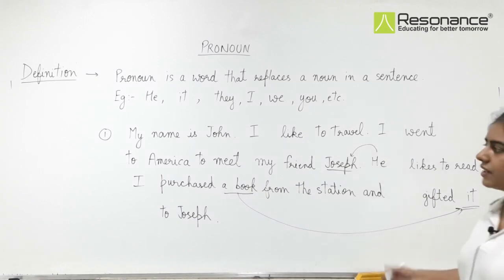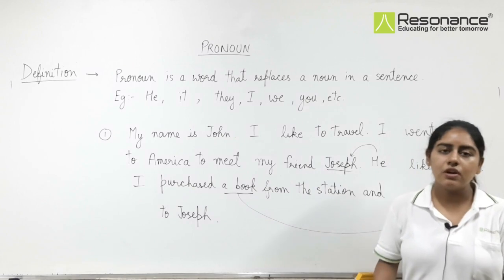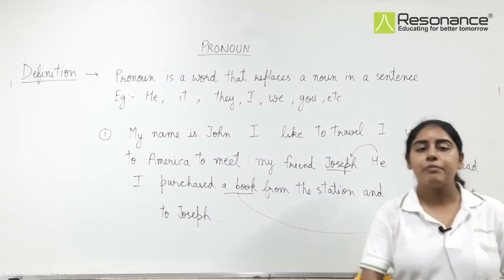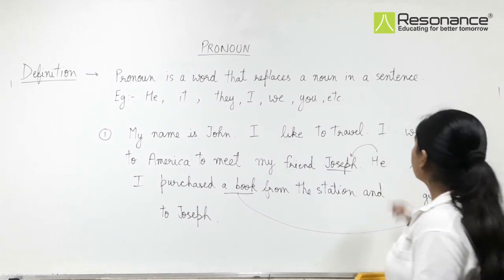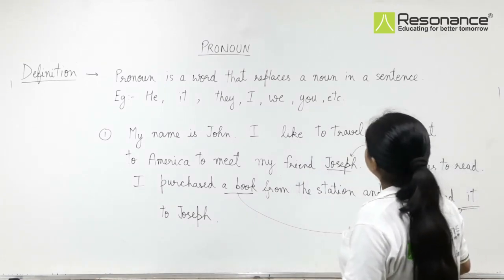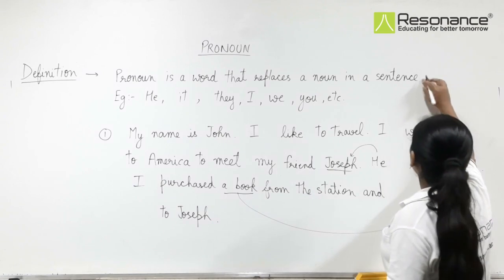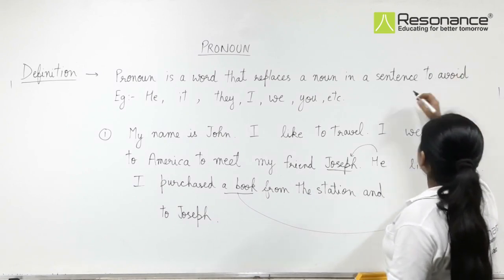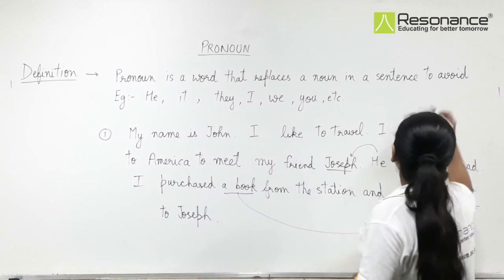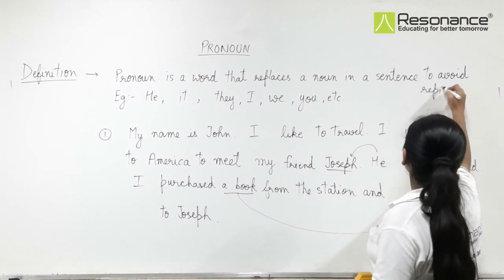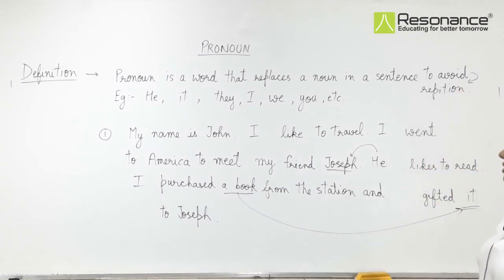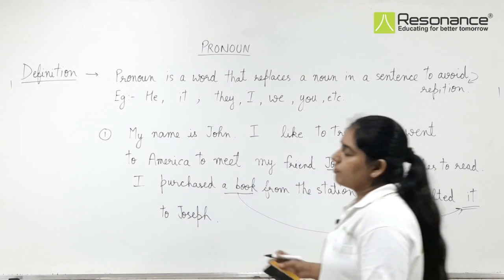So I hope you have understood the concept why we use a pronoun: to avoid repetition. Pronouns are used to avoid repetition of noun in a sentence. So you can write it over here: to avoid repetition, fine. So this is the use of a pronoun in a sentence.